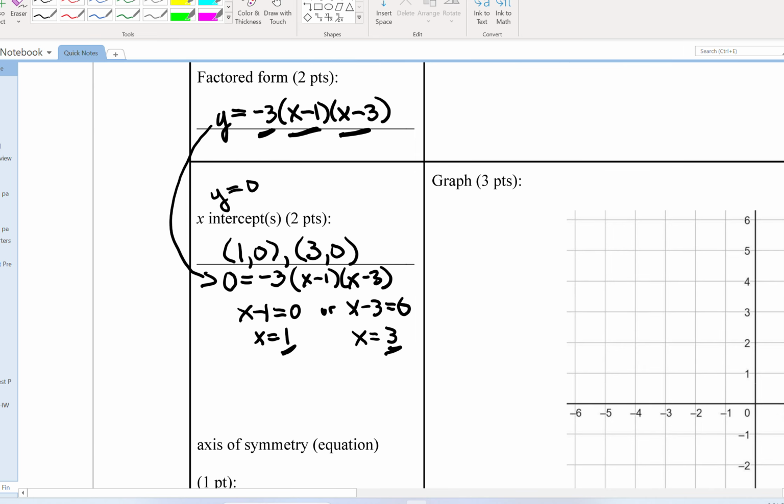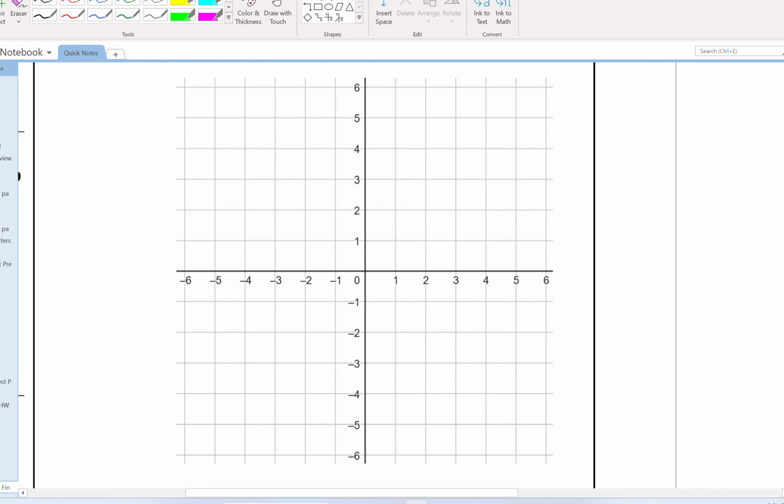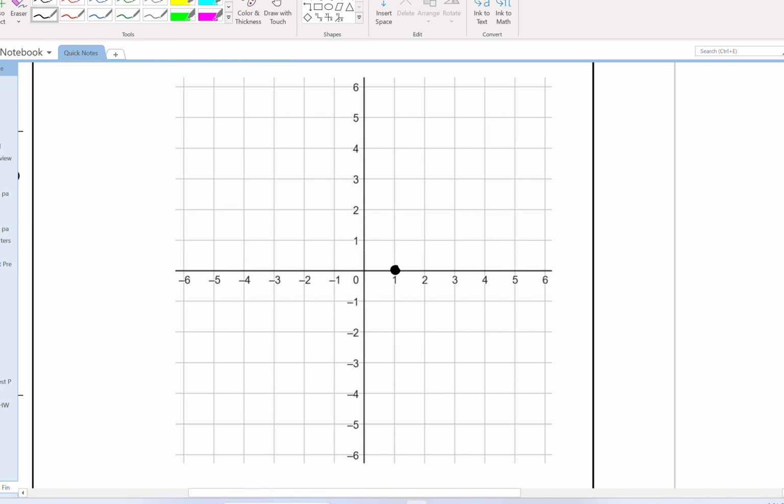So I'm going to graph these. Here is 1, 0, and here is 3, 0. I think it's a good idea for you to label these, especially if you're not super confident in your abilities to graph. Labeling them is a good idea. So there's 3, 0, and there is 1, 0.